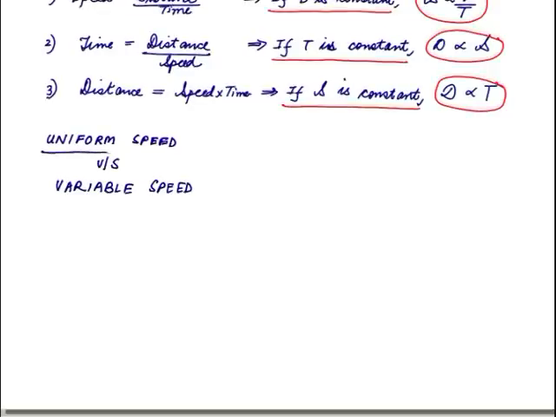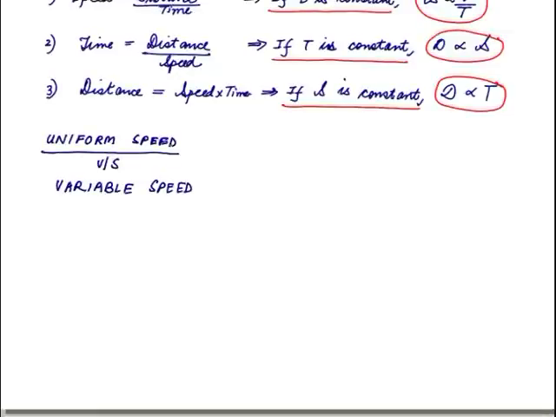We discussed earlier the difference between uniform speed and variable speed. Let us again understand that at a greater length. Uniform speed. If an object covers equal distances in the same time intervals, then we say that the object has a uniform speed. Howsoever small those distances may be and howsoever small the time intervals may be. Whereas if this is not so, then we say that the object has a variable speed.